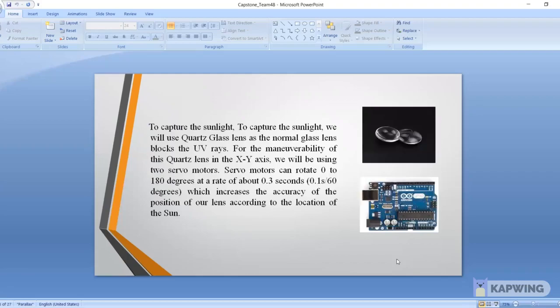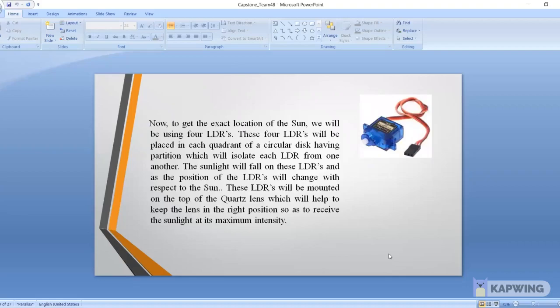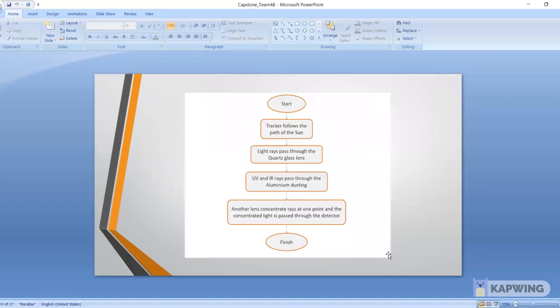So firstly, we have to capture the sunlight, and this will be done using a quartz lens, as the normal lens blocks the UV rays. And we will be using two servo motors which can rotate from 0 to 180 degrees at a rate of about 0.3 seconds. Now we have to get the exact location of the sun. For that, we have to use 4 LDRs. These 4 LDRs will be placed in each quadrant of a circular disc, which will be located in such a position that they are isolated from each other.